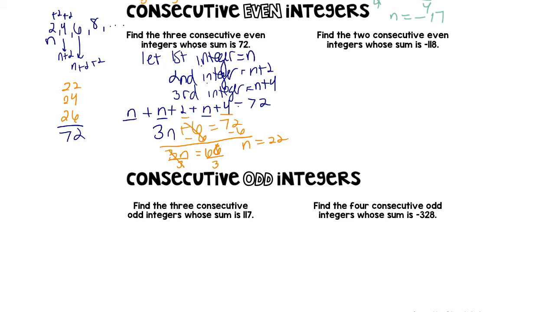So let's see, 22 plus 24 plus 26. Yep, looks like we've done it. 3 consecutive even integers whose sum is 72.